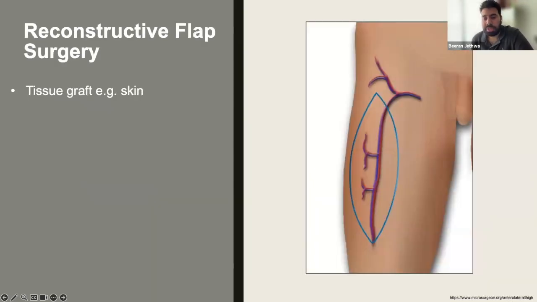The descending branch is also very important in reconstructive flap surgery. This is a type of tissue graft, for example, skin, but instead of taking just the visible layer of skin, the underlying subcutaneous tissue from an area of the body is included and moved in order to repair a wound or defect.